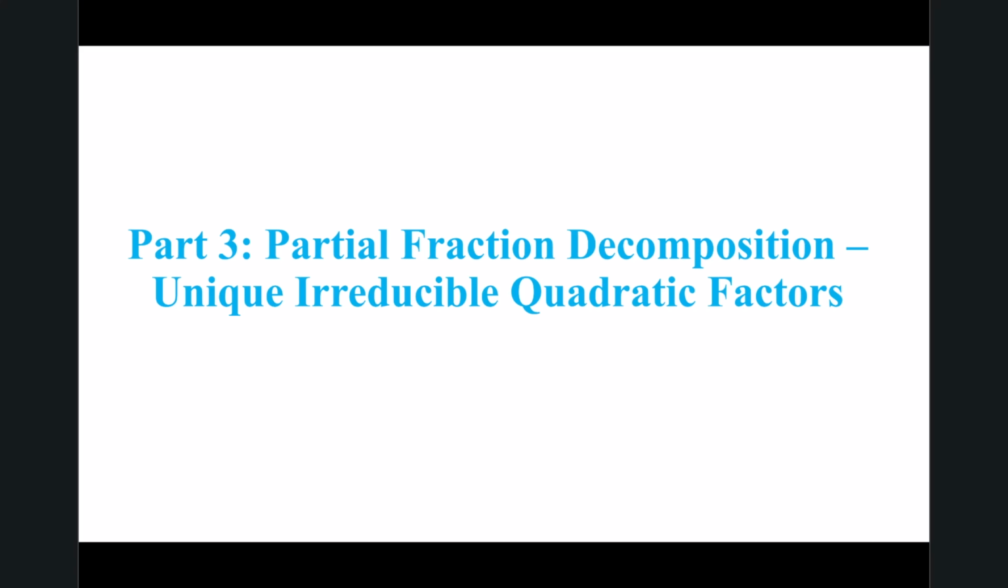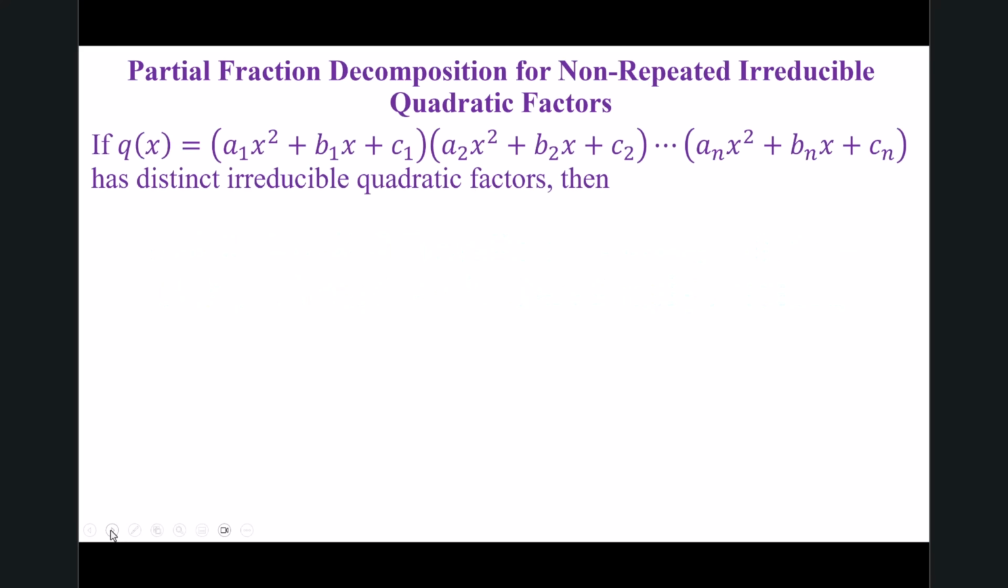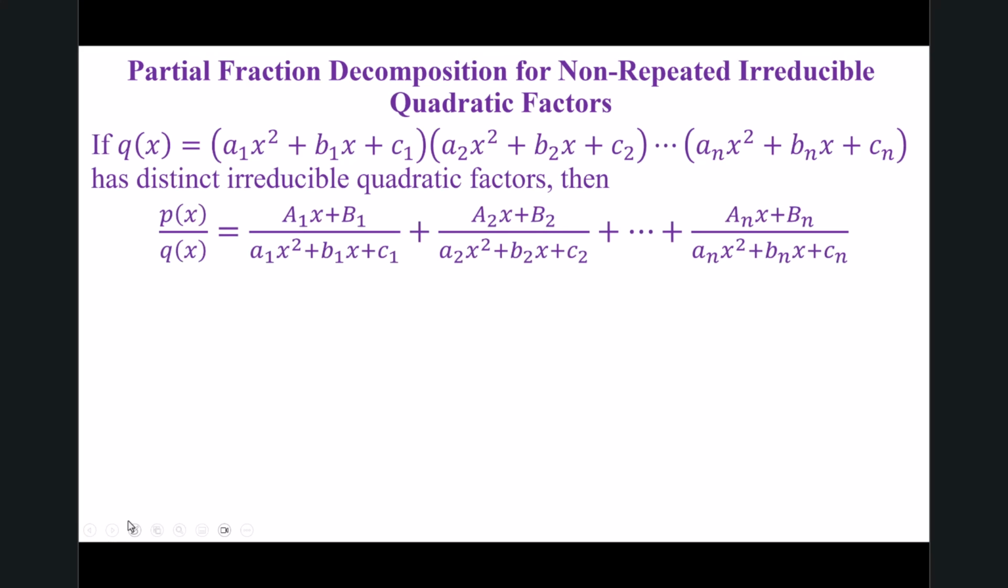Part 3, Partial Fraction Decomposition, Unique Irreducible Quadratic Factors. Sometimes when we are looking at a fraction we want to decompose, so we want to do this partial fraction decomposition, we will have factors in the denominator that are quadratic but cannot be factored any further. And when this happens, in the partial fraction decomposition, the numerators will have something like an ax plus b.